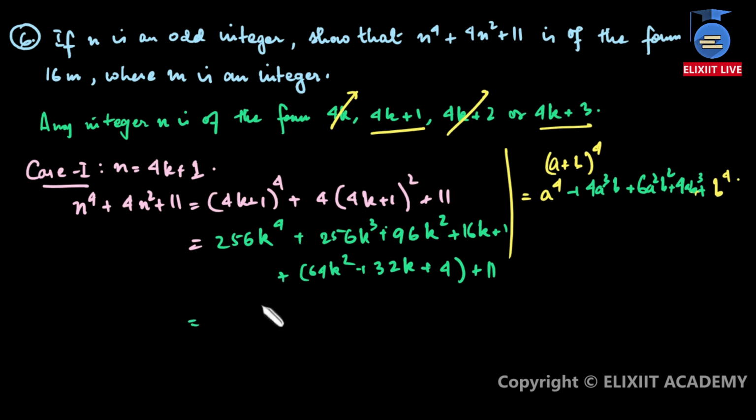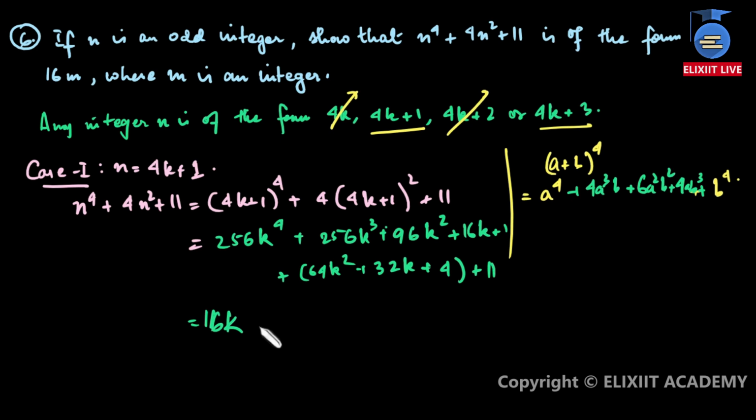You have to prove that this is of the form 16m, a multiple of 16. Let's see if there is any multiple of 16 common from here or not. You can gradually see from here itself, 256, 96, 16, it's a multiple of 16 only. So you can write this to be 16k.